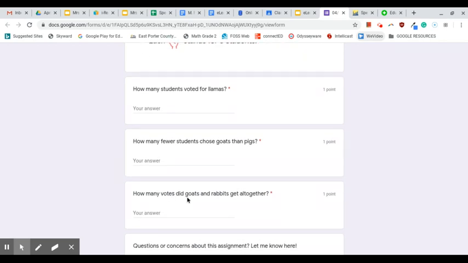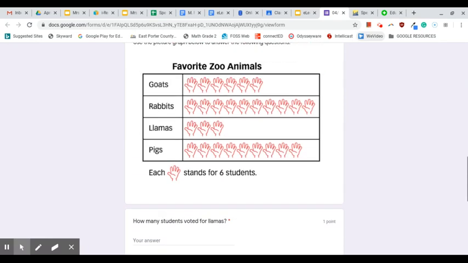How many votes did goats and rabbits get all together? Wow, we're going to have to add up goats and rabbits. So let's see how many hands. 1, 2, 3, 4, 5, 6, 7, 8, 9, 10, 11, 12, 13, 14, 15, 16 times 6. That's going to be a big number. You know what I would do?